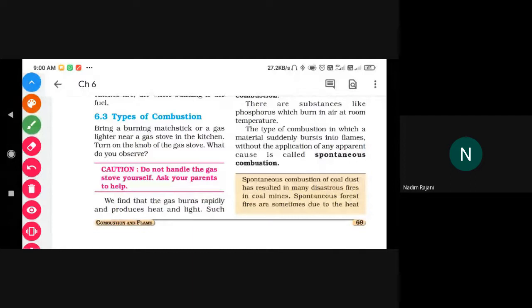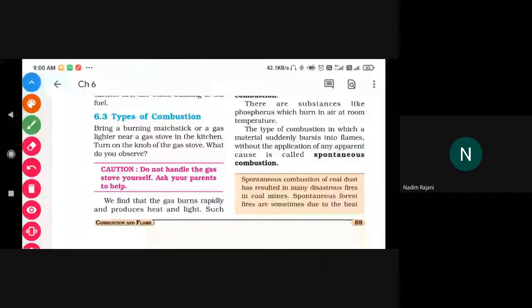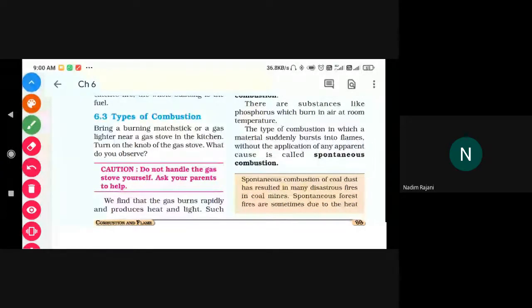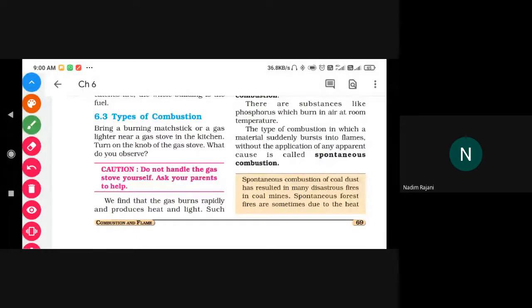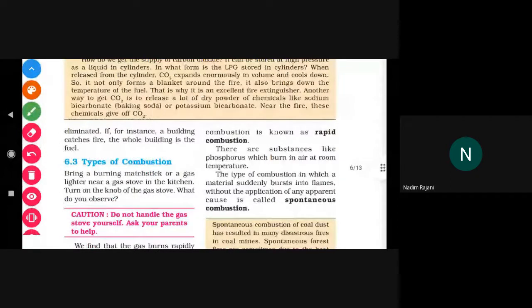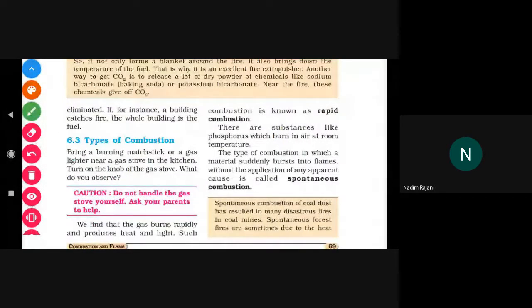Bring a burning matchstick or a gas lighter near a gas stove in a kitchen. Turn on the knob of the gas stove. What do you observe? Caution: do not handle the gas stove yourself. Ask your parents to help. We find that the gas burns rapidly and produces heat and light.